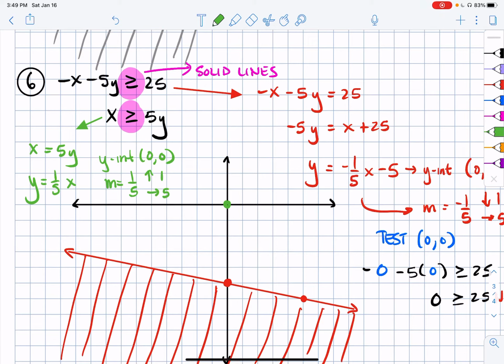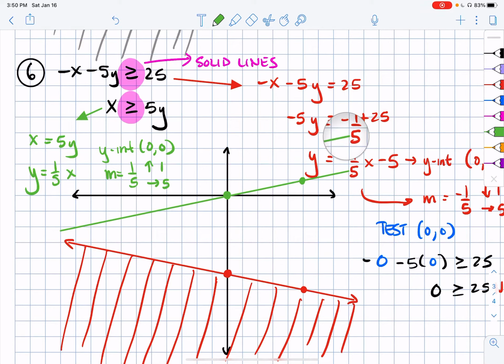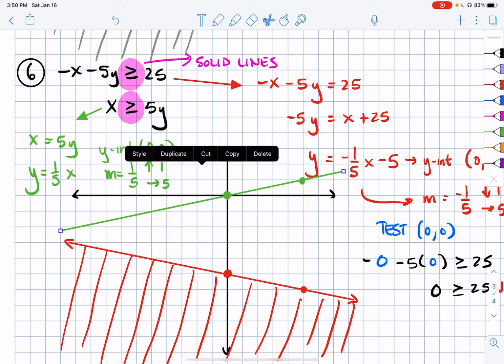So up 1, 1, 2, 3, 4, 5. 1, 2, 3, 4, 5. Oops, that's a little whack. It's not too bad. It's a little bit off. Right there. There we go.